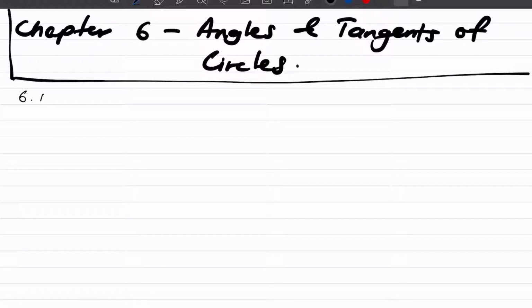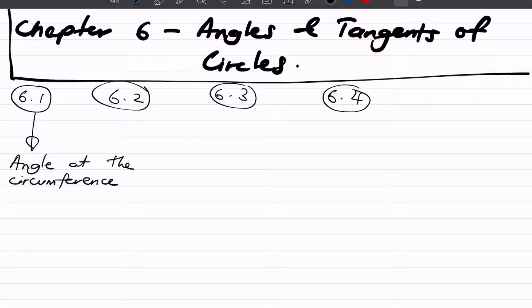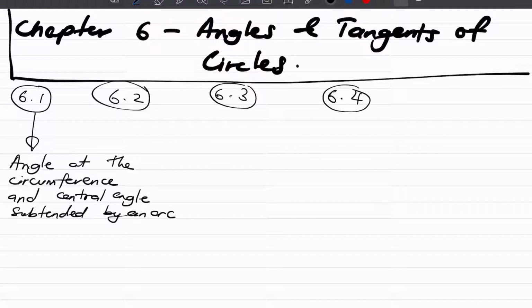Okay, so first of all, there are four parts of this topic: 6.1, 6.2, 6.3, and 6.4. The first part is angle at the circumference and central angle subtended by an arc. So this is the first part, 6.1.